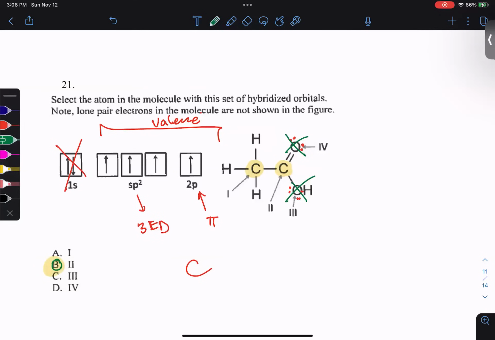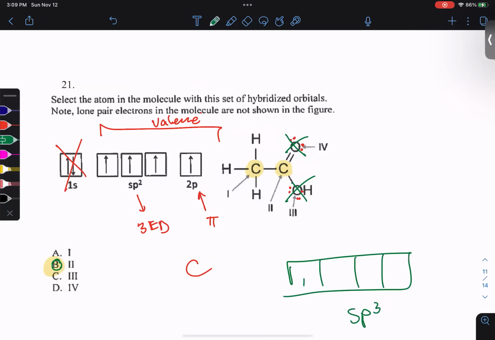What would the valence bond picture look like if it was carbon 1? It would have to be an sp3 hybrid, and the 4 valence electrons would all be unpaired like this. This indicates to me that this atom makes 1, 2, 3, 4 sigma bonds with other things. That's this carbon, because it has 1, 2, 3, 4 sigma bonds, single bonds to it. But this carbon only has 3 sigma bonds, so 1, 2, 3, and then a pi interaction also to that oxygen. And so that's why the answer is carbon number 2. All right.